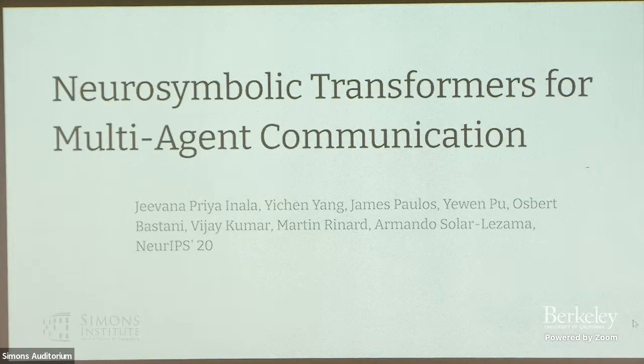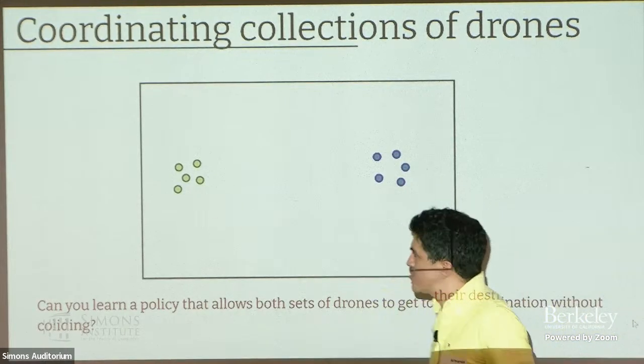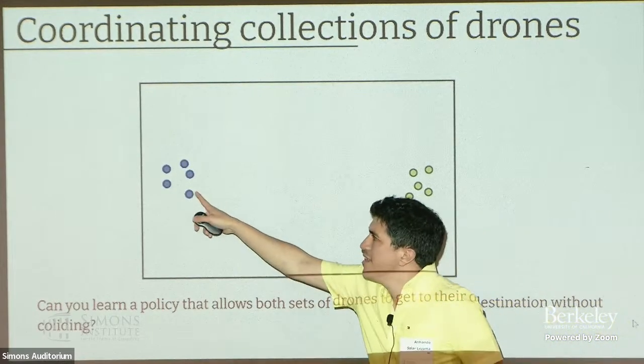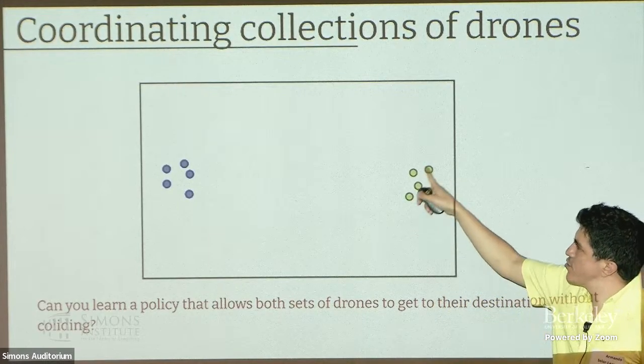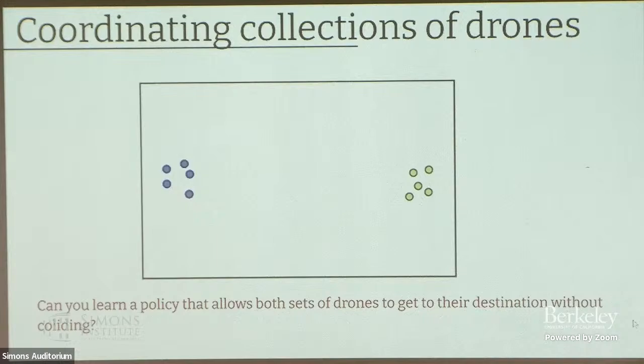And so I want to give an example from a paper we did back in 2020. This was led by Jivan Inala, who is now at Microsoft Research. The problem that we started with here is coordinating collections of drones. You have some drones over here, some other drones over here, and maybe they want to swap spots, and they have to coordinate with the different groups to make sure they don't collide, but they also have to coordinate within each group to decide who's going to go to which spot in the end.